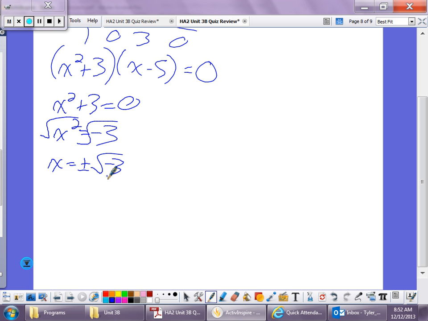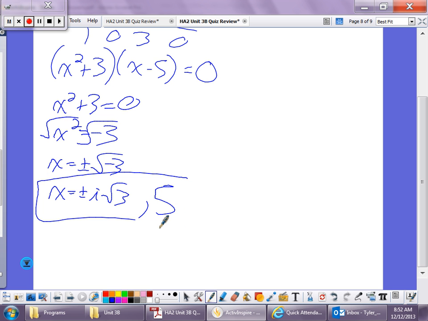When I have a negative under a square root, what do I have to do? Bring out an i, right. So plus or minus i root 3. And then this would just be 5, because you just add 5. And they already give you that.